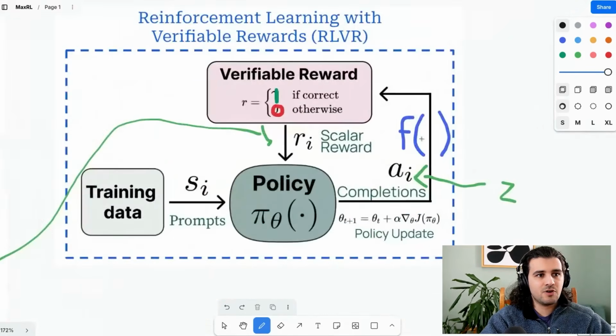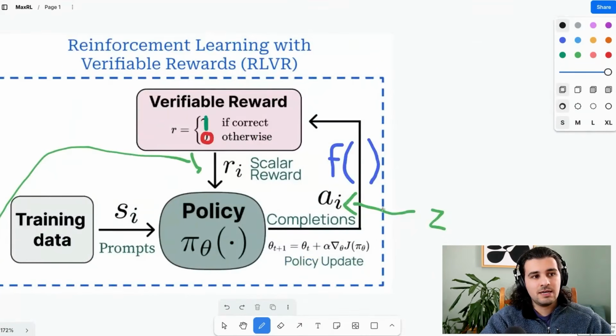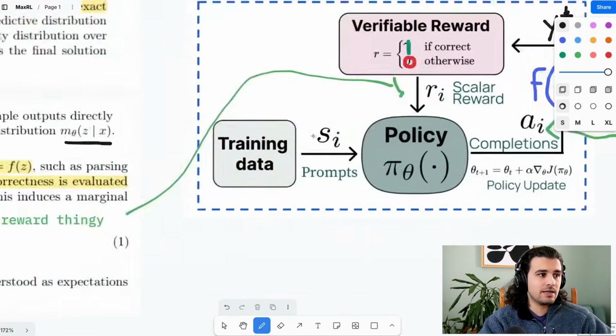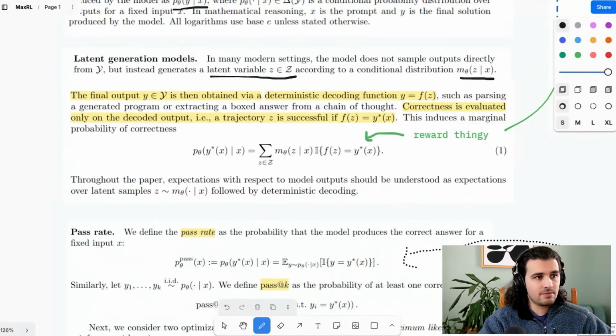So this deterministic function takes the z and produces the y star here. That is our guess, right? That this thing is working or not. So this is what we have, and that's it.